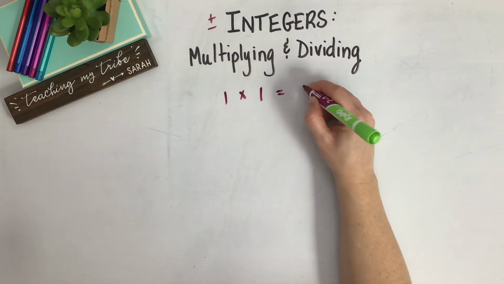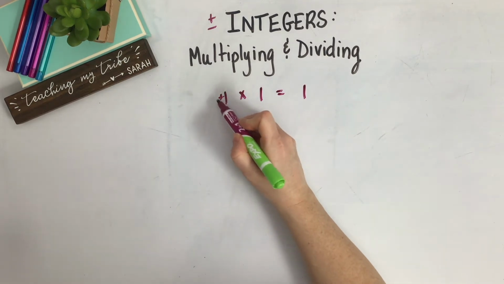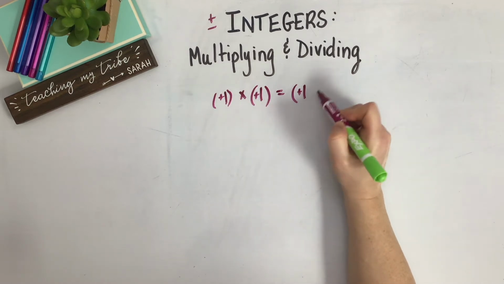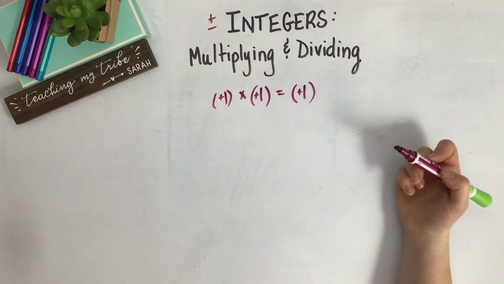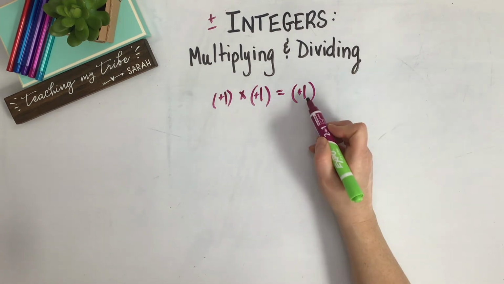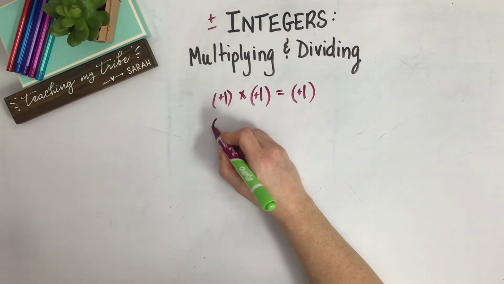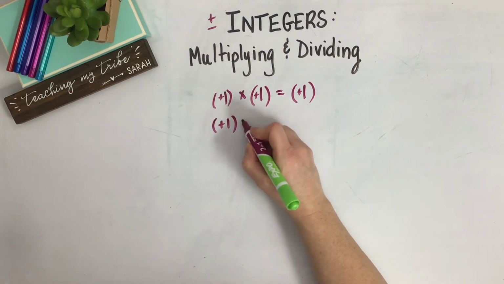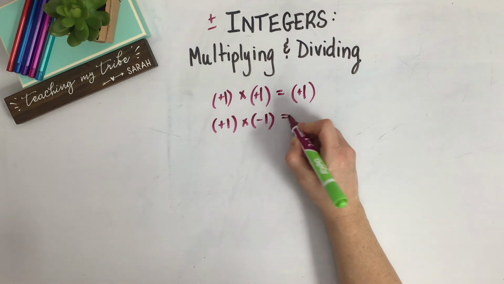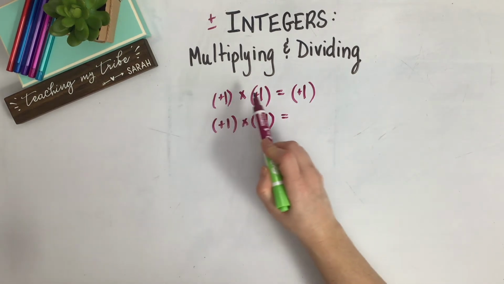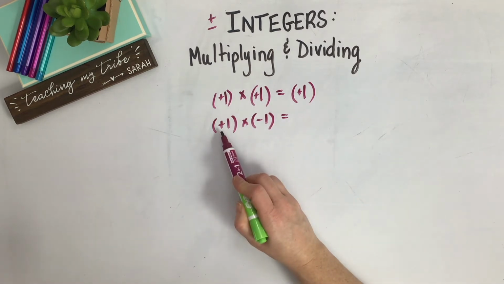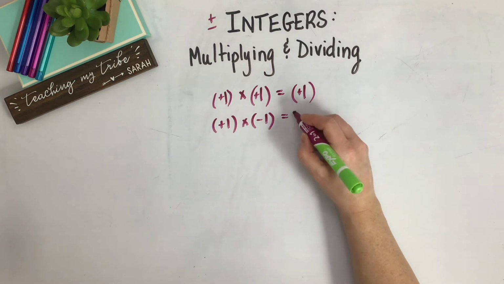1 times 1 is 1. We know that this is a positive times a positive, and it's giving us a positive, because if a number doesn't have the negative sign, then we know that it's positive. So a positive times a positive gave me a positive. What if I swapped the sign of one of those integers? What if I multiplied a positive 1 times a negative 1? Well, here I'm taking one copy of a positive, gives me a positive. That makes sense. Here, if I take one copy of a negative, it should give me a negative.